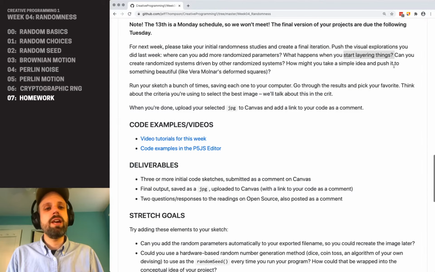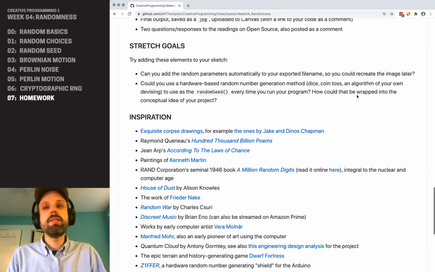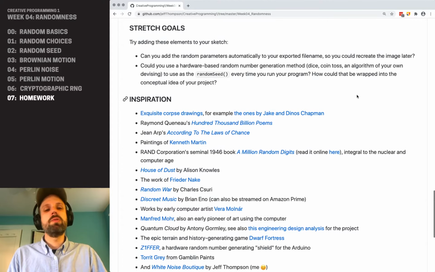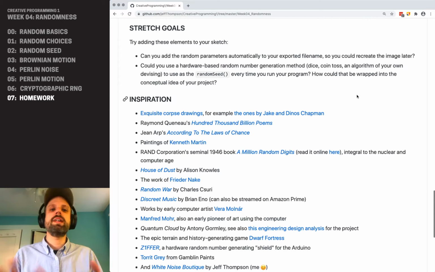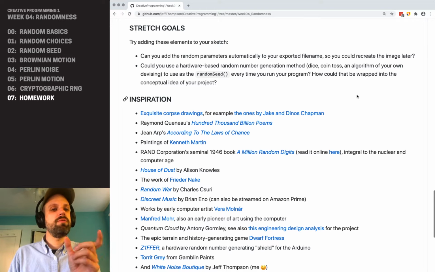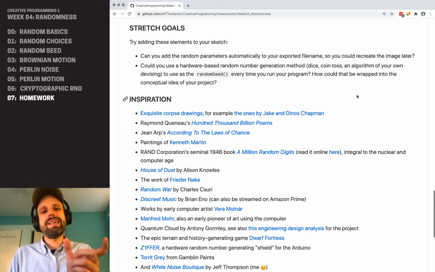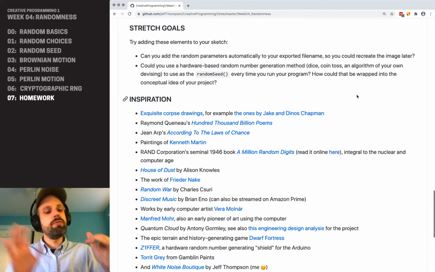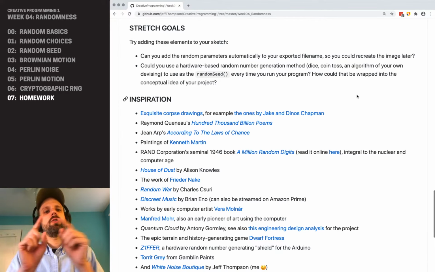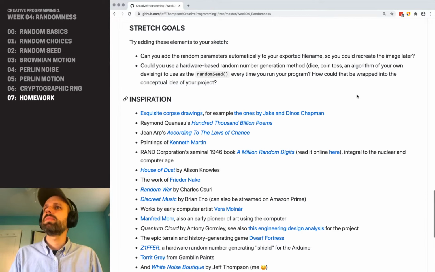And also, of course, thinking about the historical examples that we're going to look at now that might inspire your project. You can check out the details of the deliverables, but a couple of stretch goals. And again, these are optional things if you're cruising along and you want to take on a challenge. Could you add random parameters to your exported file name? So, that save command at the very end, you could easily keep track of all the variables that are randomly generated and then create a file name so that later you could go back and recreate the same thing.